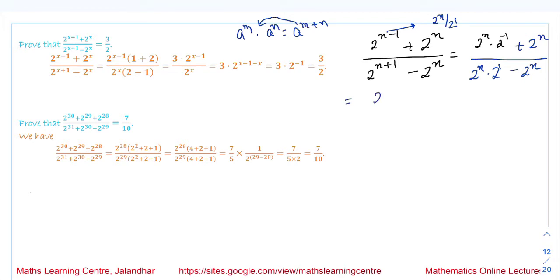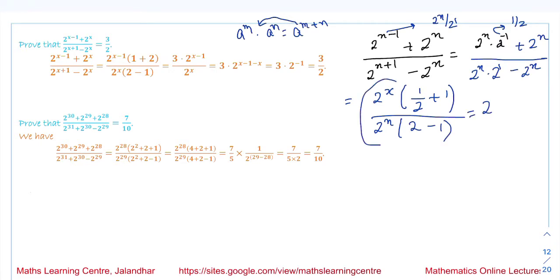So when we take 2 raised to the power x common from the first term, we are left with 1 by 2 plus 1. 2 raised to the power minus 1 is 1 by 2, and we divide it by 2 raised to the power x into 2 minus 1. So the first term, the power of 2, is 2 raised to the power x minus x. The second term will become 3 by 2 over 1. 2 raised to the power x minus x means 2 raised to the power 0, into 3 by 2. 2 raised to the power 0 is 1 and the answer is 3 by 2.